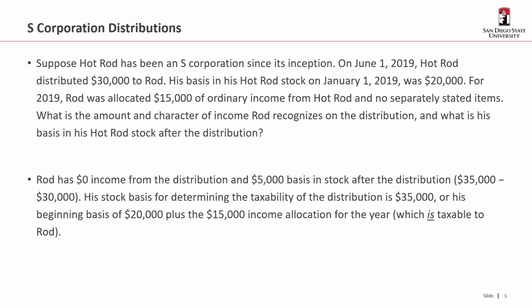His basis was $20,000 at the beginning of the year. He was allocated $15,000 of ordinary income, no separately stated items. So how do we deal with this distribution?